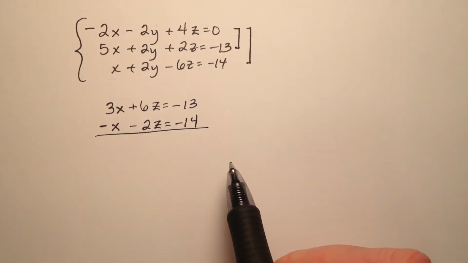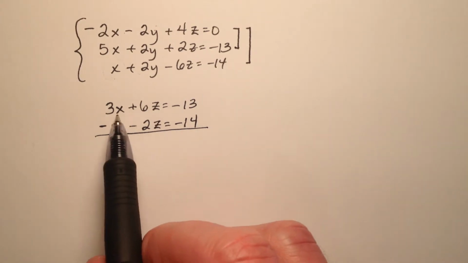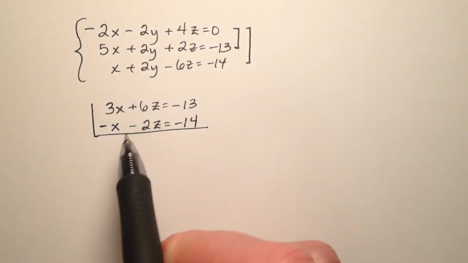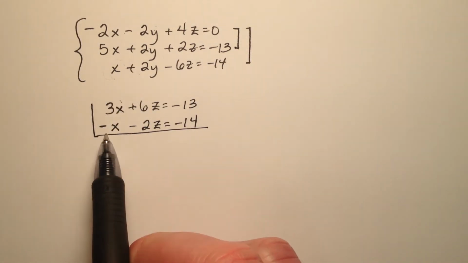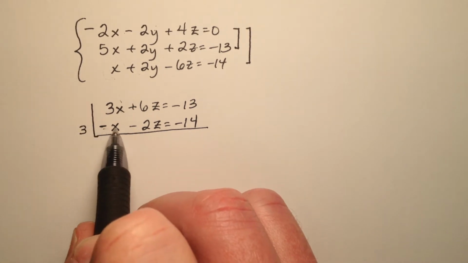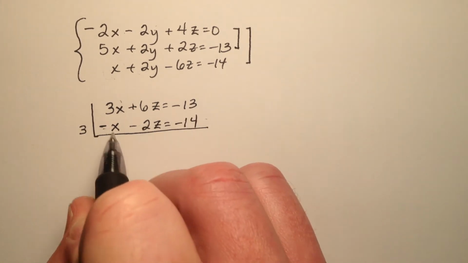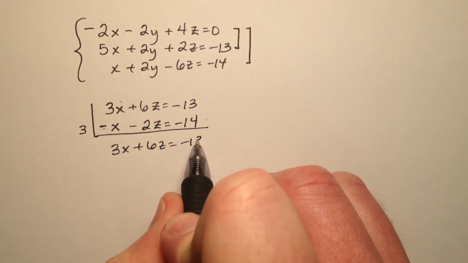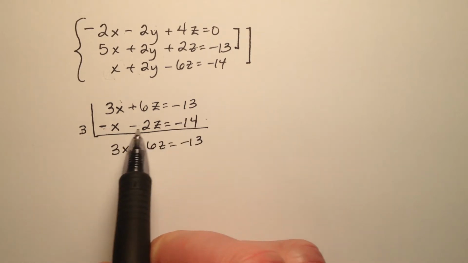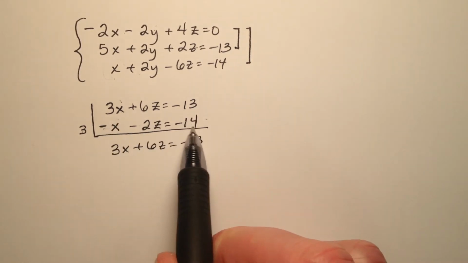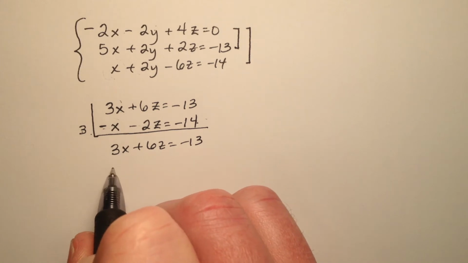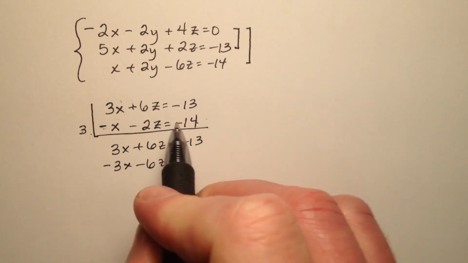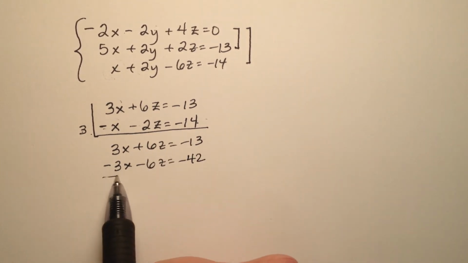So now I have a new subsystem here with two equations and two unknowns. So it looks like I could use elimination pretty easily, and I could eliminate my x's by running a 3 through this bottom equation. So let's go ahead and rewrite the first equation. It is unchanged. And now let's go ahead and run this 3 through the bottom equation. I'm going to multiply every single term, including this constant over here, by 3. So negative 3x, negative 6z, and negative 42.